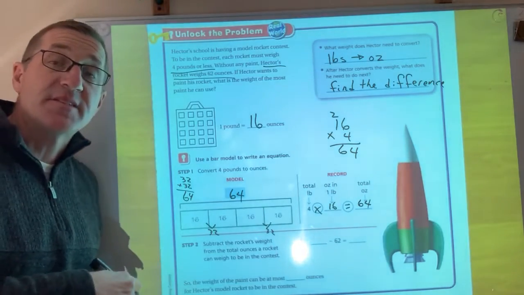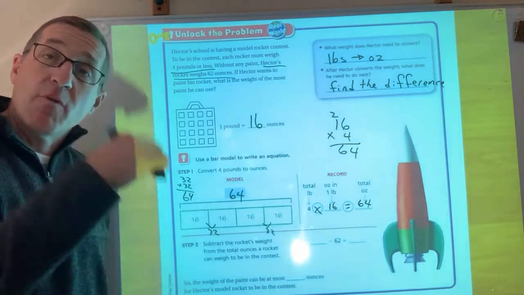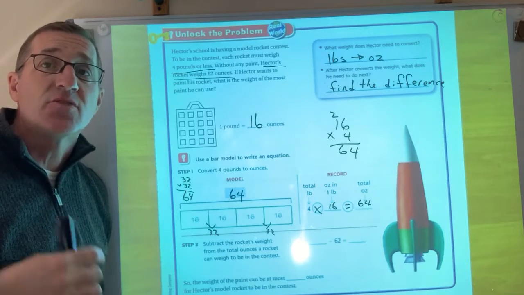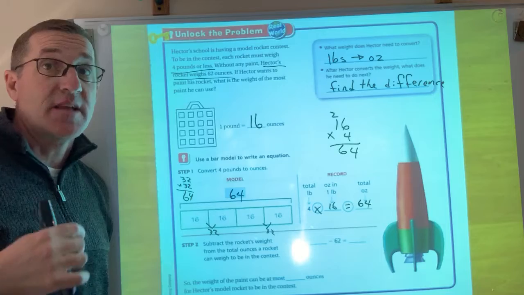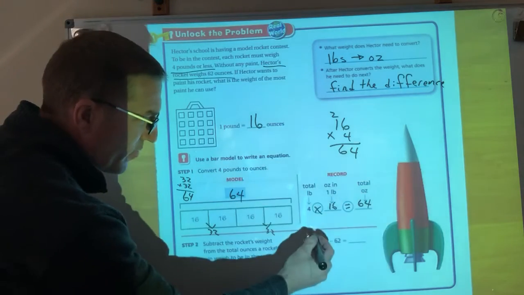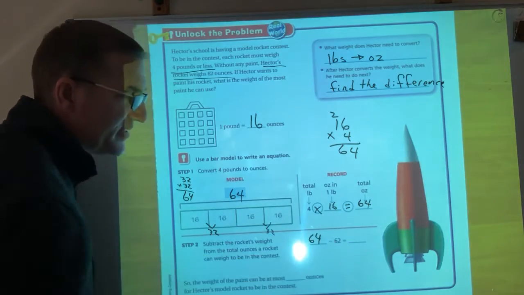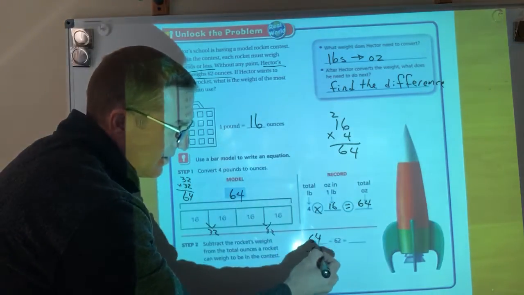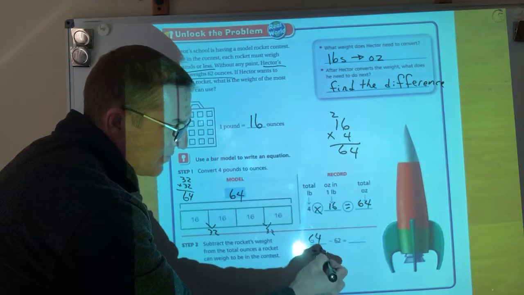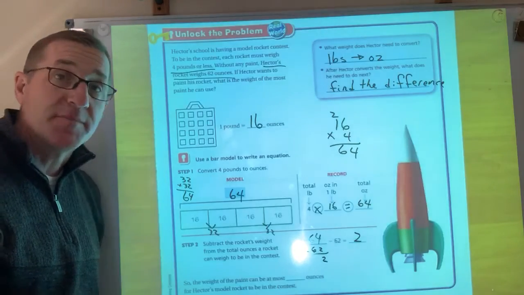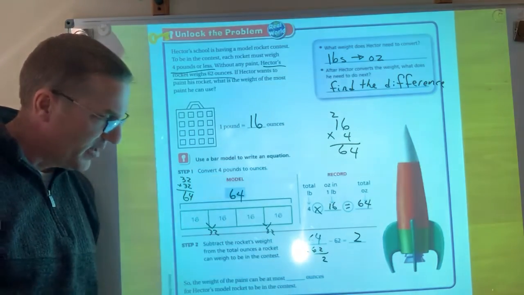So 4 pounds is 64 ounces, and the rocket already weighs 62 ounces, so how many ounces could I add? So I can add as many as I can get up to 64, so you can do a subtraction problem. 64 minus 62, and of course side to side isn't my favorite. I might even do this, just write it right underneath there. 4 minus 2 is 2, right? Or you also just know that you could even count up 62, 63, 64, and you'd be done.